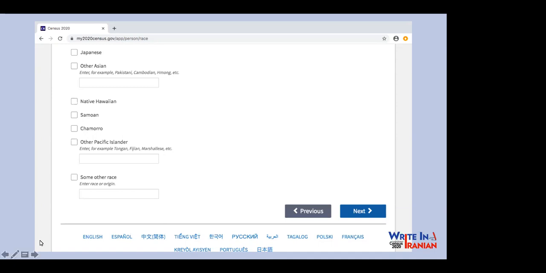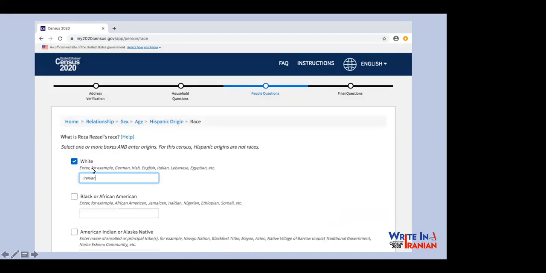and write in your origin here. So in this case, Reza Rezai self-identifies as white, but it's very important that here he writes his nationality, his national origin. And in this case, it's Iranian. It is very important because we want to make sure that Iranians get counted. So why is it important?